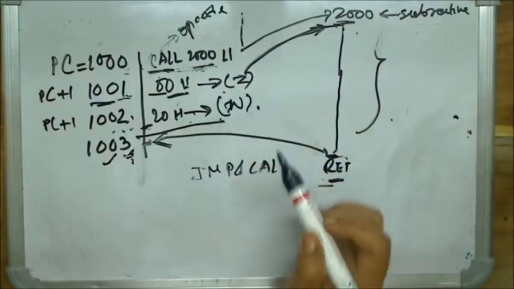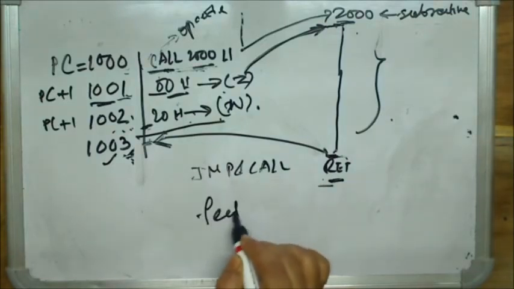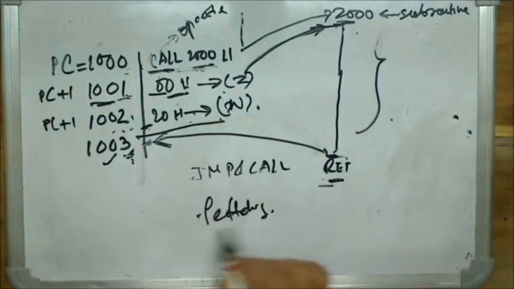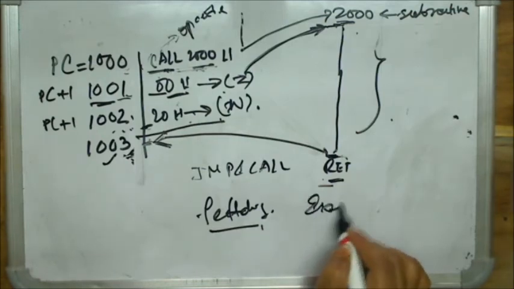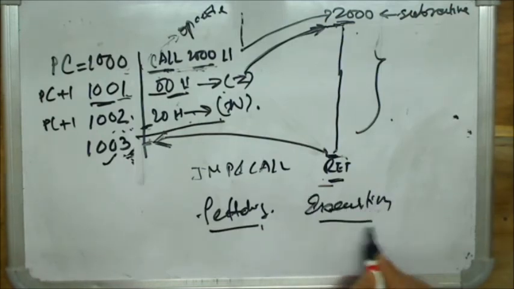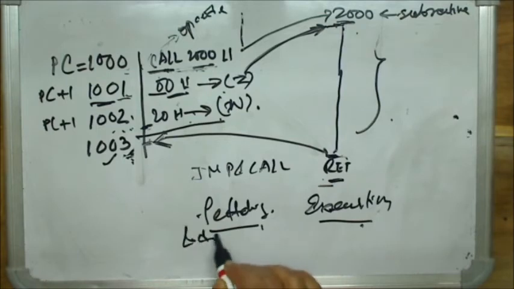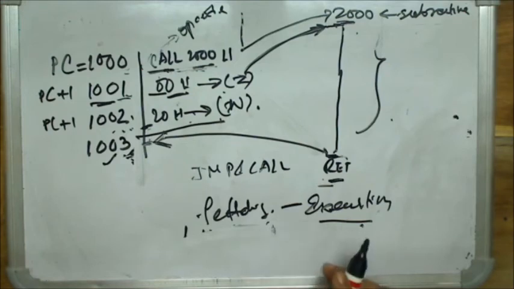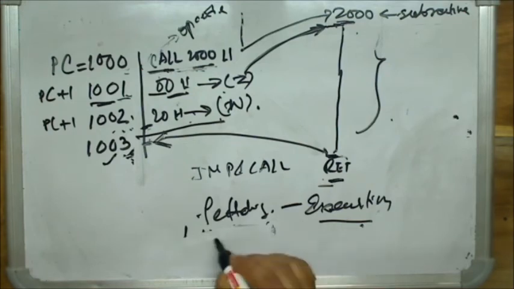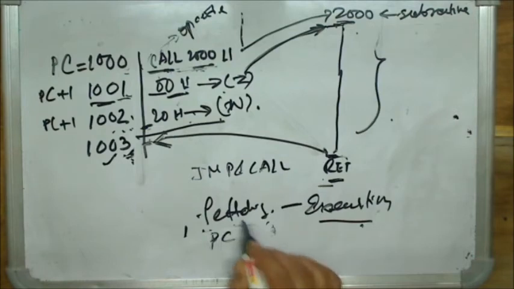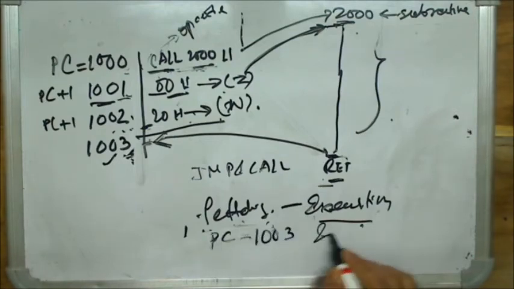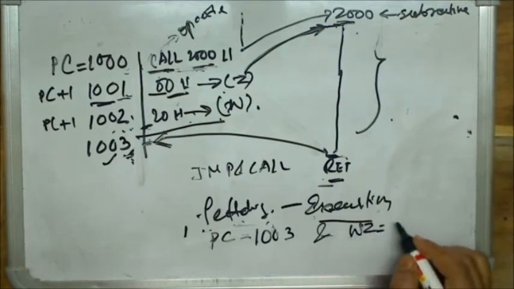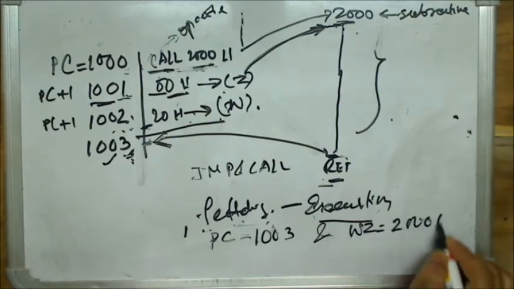Okay, so what is done up to here? Fetching is done, right? What is yet to be done? Execution. So between fetching and execution, what is the status? PC is 1003 and WZ is 2000H.